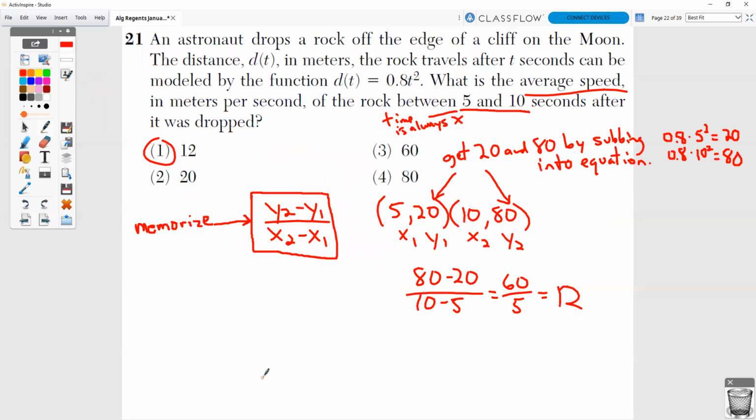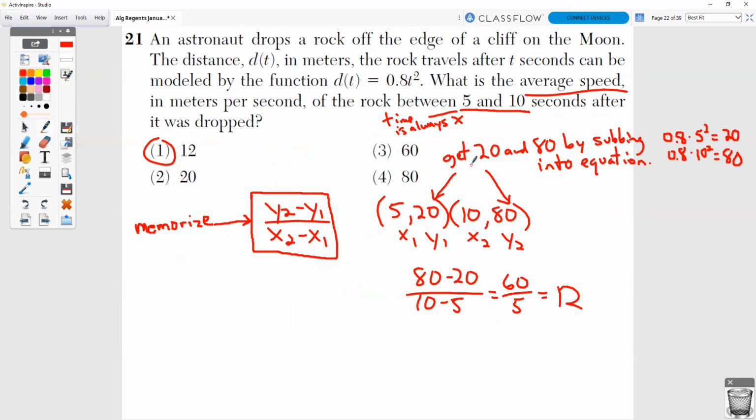In question number 21, an astronaut is modeled by the function this. What is the average speed in meters per second of the rock between 5 and 10 seconds? So time is always on the bottom of your graph. So time is going to be the x values. We're looking for the average speed or average rate of change. So you're going to use this rate of change formula: y2 minus y1 over x2 minus x1. That's a formula that you have to memorize.